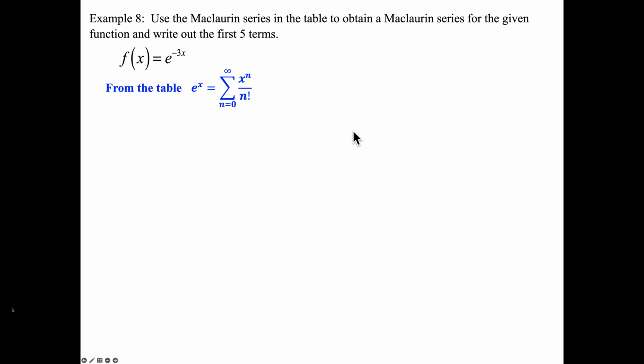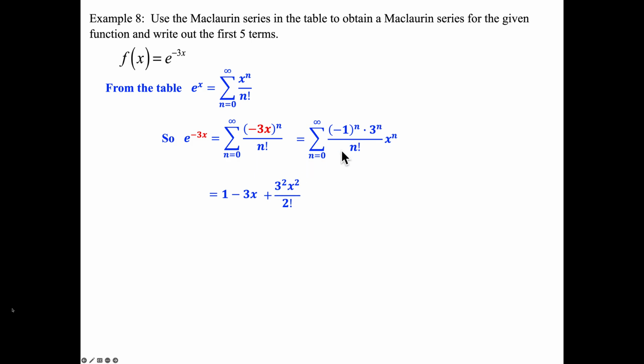Factor out the negative. All right, so there is my Maclaurin series. So we have to put out 5 terms. So n is 0: negative 1 to the 0, 1, 3 to the 0, 1, 0 factorial, 1, x to the 0, 1. That's this 1. Put in a 1. Negative 1 to the first, negative 3 to the first, 3, x to the first, x, 1 factorial, 1, don't need the denominator. Alternating series, plus 3 squared, x squared, 2 factorial.